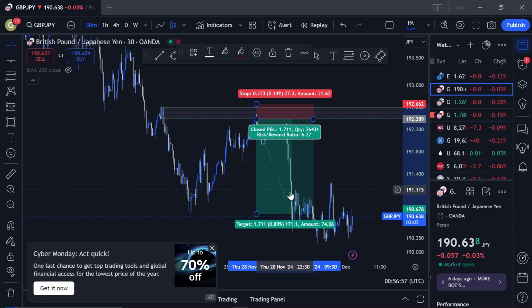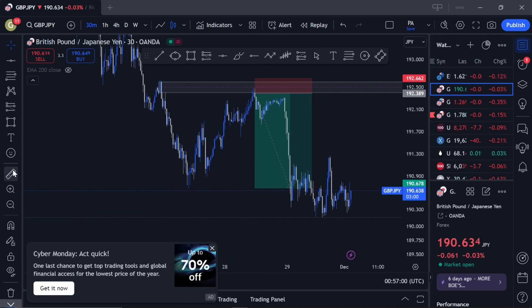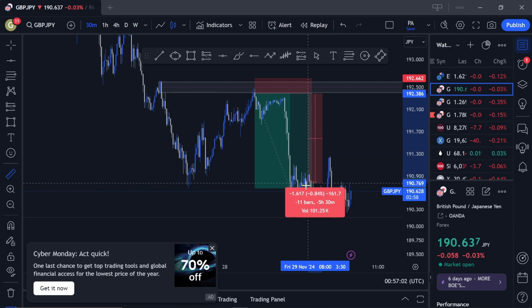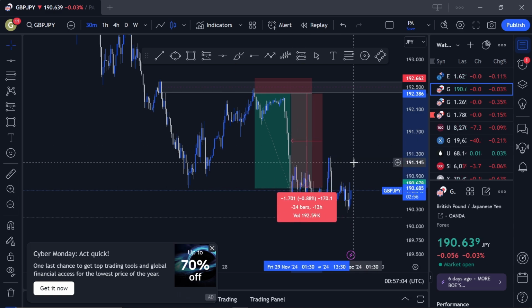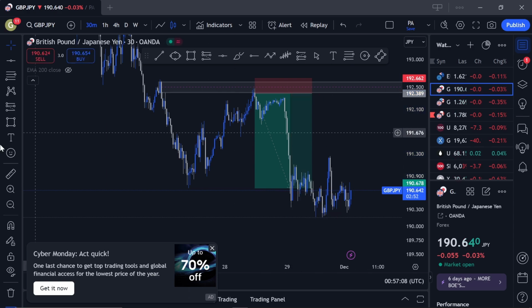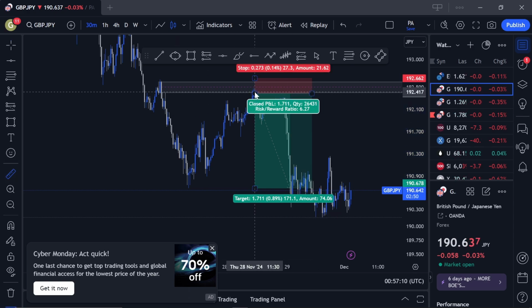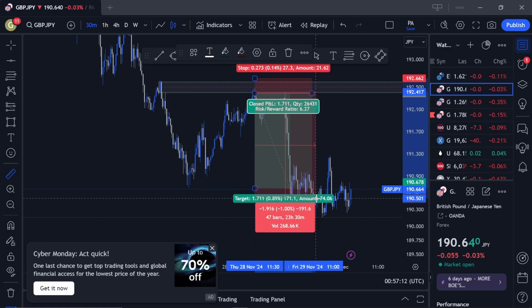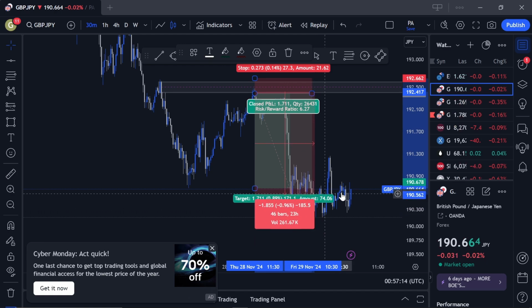We entered at the top there, which gave us a solid 1:6. Let's take a look at how many pips we caught here. You can see a solid 170 pips, and we had the trade for just 2 days. Yep, we had it for 2 days. I vividly recall that it was 2 days. Yeah, not up to 2 days, 23 hours.